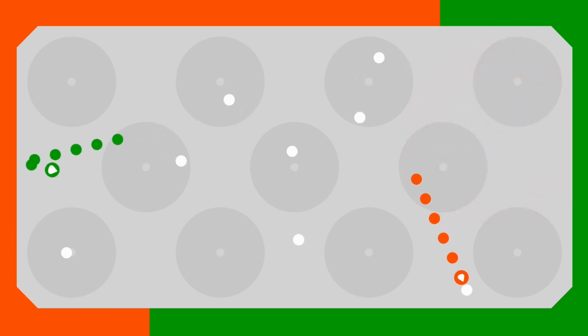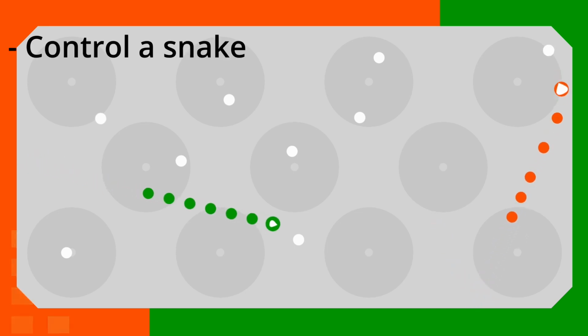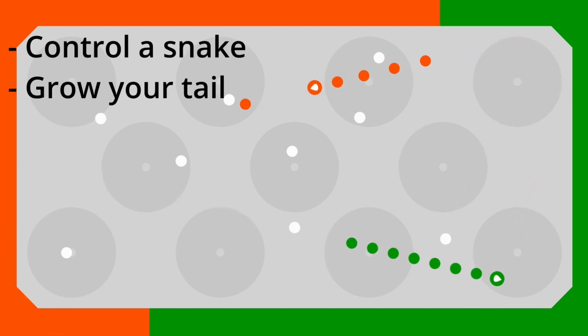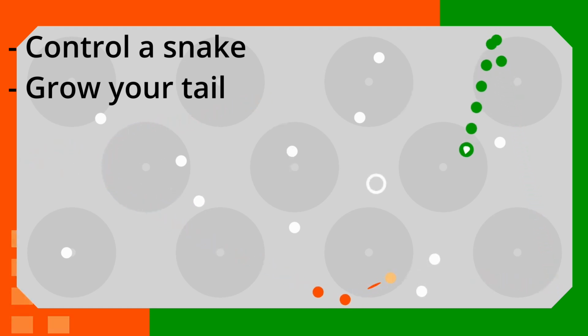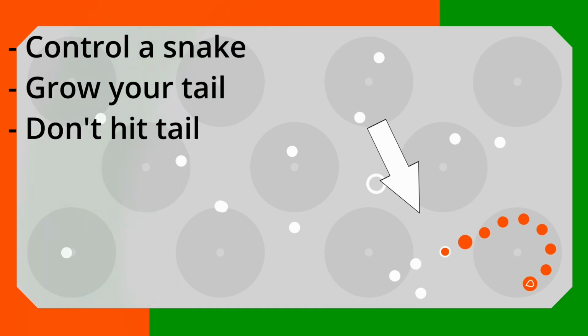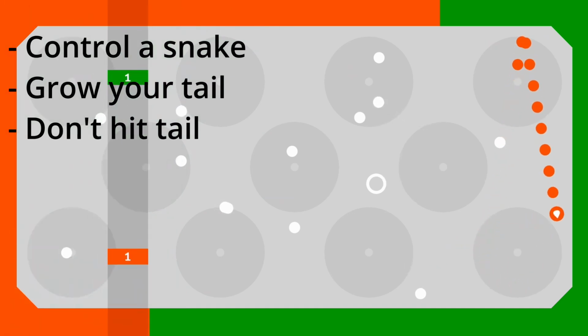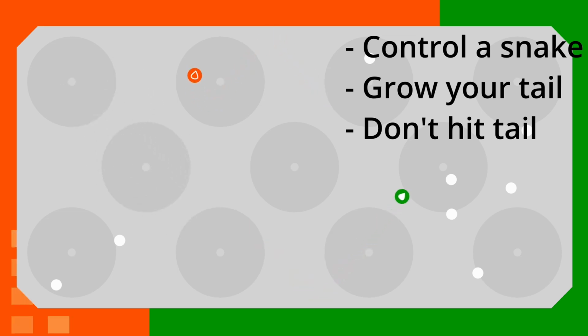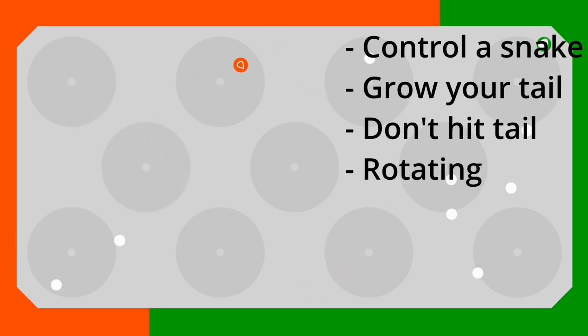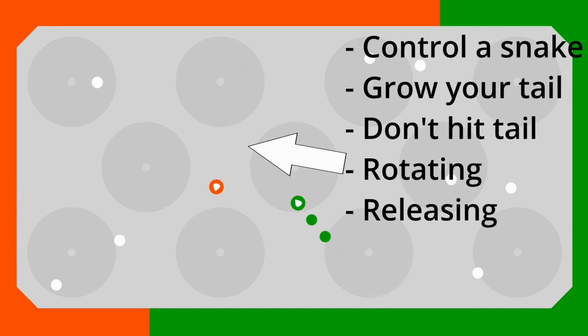Here are the rules. You control the snake which flies around the field. You have to eat these white spheres to grow your tail. If you hit an opponent's tail, you lose. Here's where the rotators come into play. When you press your action button while inside this grey region, called the rotator, you start rotating around it. After a second press, you release and start flying straight as normal.